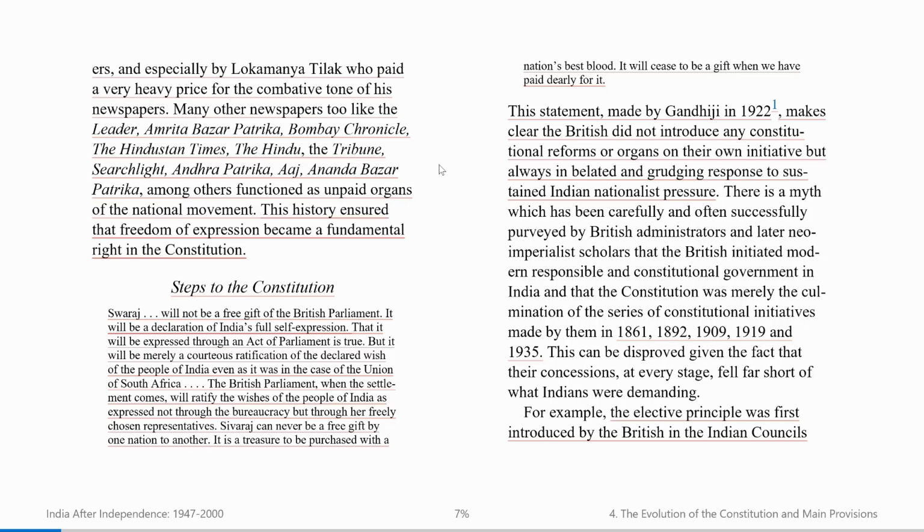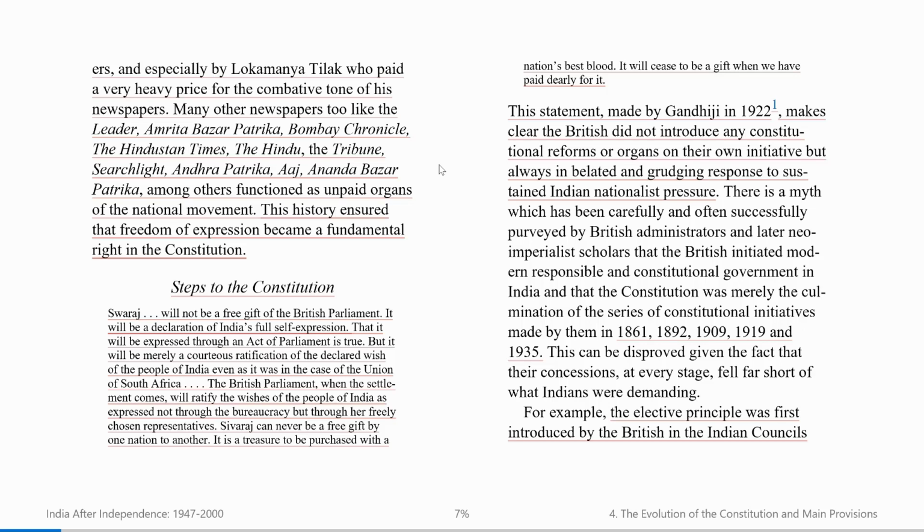So, did the Britishers free India, or did we take freedom from them? That is the basic question I'd like to talk about in the coming few minutes. What Gandhi says in 1922 is that Swaraj will not be a gift of the British Parliament. It will be a declaration of India's full expression. That it will be expressed through an act of Parliament is true, but it is merely a courteous ratification of the declared wish of the people of India, even as it was the case of the Union of South Africa.